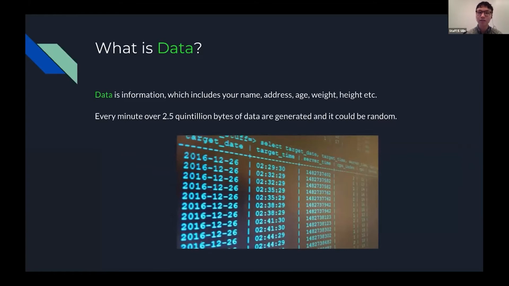What is data? We encounter data every day, everywhere. Data is information. For example, your name, your address, age, weight, and height are all data. And some data are private. You don't want to share it with other people, like maybe your exact home address. You want to keep it secret.